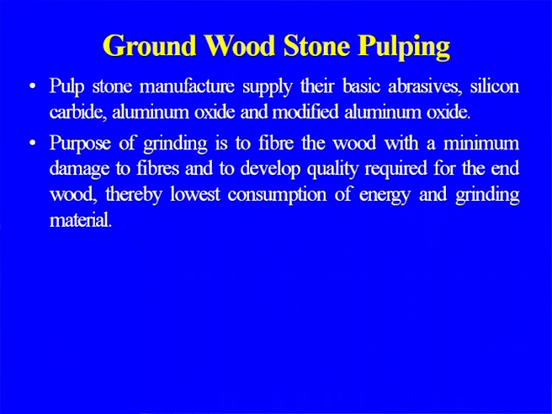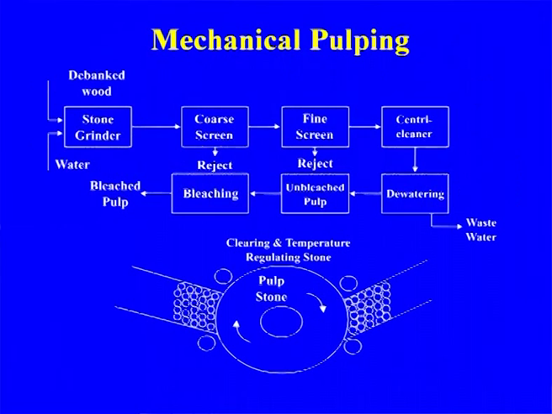The pulp stone manufacturers supply the basic abrasive, silicon carbide. These are some of the special types of pulp stone that we are using. The purpose of the grinding is to defibre the wood, to separate the fibers from the wood with minimum change to the fiber length, and at the same time retaining the yield of the pulp.